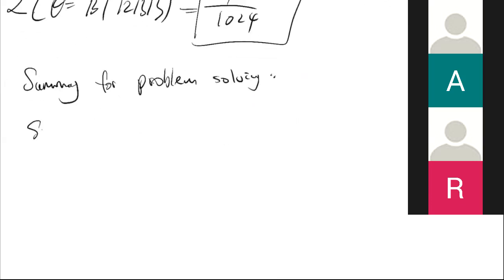So say we have x1, x2 up to xn measurements, and they are IID. That means they are the same distribution and they are independent of each other. How do we get the maximum likelihood?